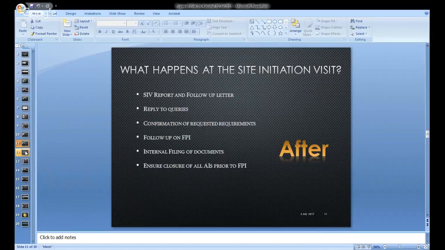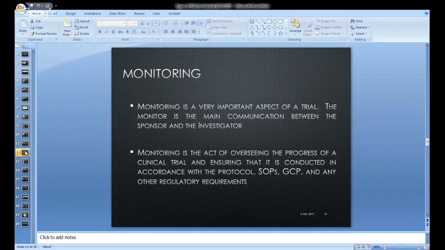So that was a brief, or rather detailed, overview of the site initiation visit.